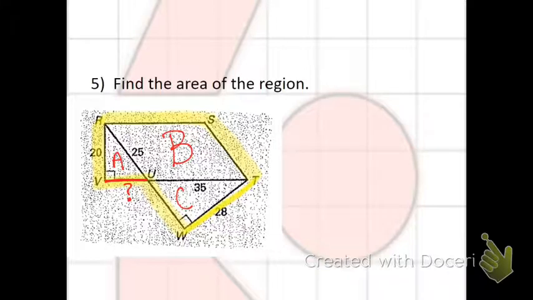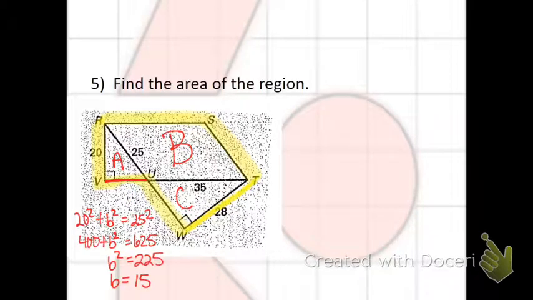So A squared, let's just say 20 squared, plus, we don't know that little b down there, squared is equal to C, or the hypotenuse squared. Take a moment and figure out what b is. All right, if you use your Pythagorean theorem, hopefully you found that this little side right here has a length of 15. Okay, I've got that work shown right here.